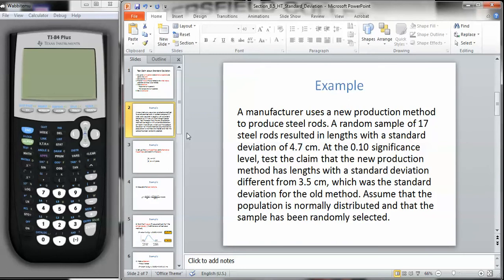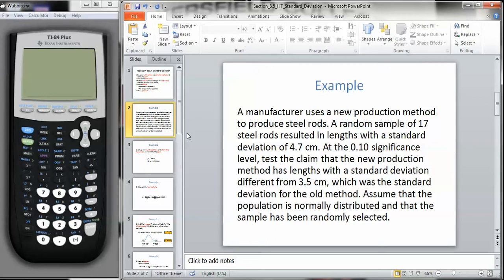A manufacturer uses a new production method to produce steel rods. A random sample of 17 steel rods resulted in lengths with a standard deviation of 4.7 cm. At the 0.1 significance level, testers claim that the new production method has lengths with a standard deviation different from 3.5 cm, which was the standard deviation for the old method. Assume that the population is normally distributed and that the sample has been randomly selected.